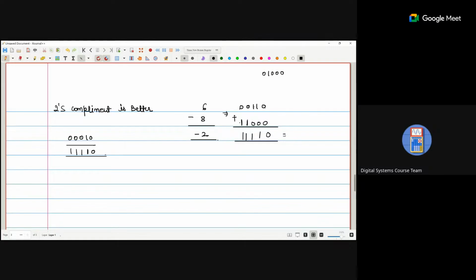Now if I convert this into a decimal number, the first bit is 1, which means it is a negative number. Now take the 2's complement of this one. How do we take the 2's complement? Till the first 1, everything is the same. After that, invert. So this is the number 2. So minus 2 is the answer. Okay, sir. Thank you.